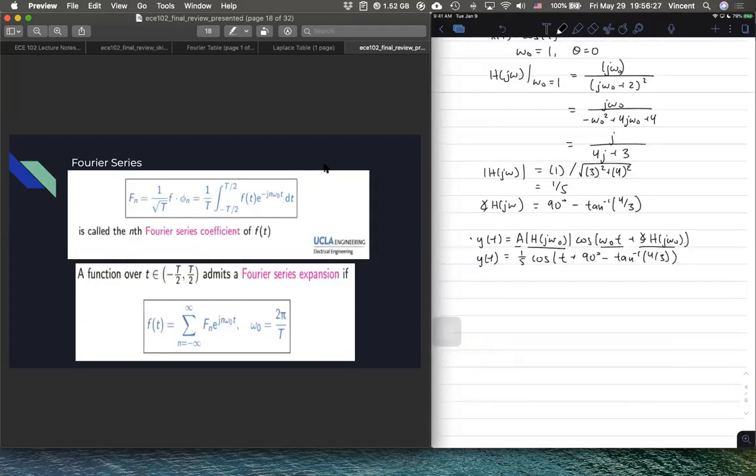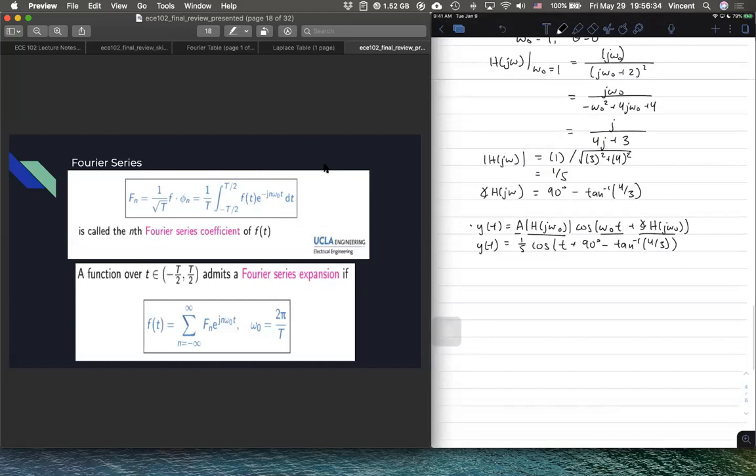Okay, so now I'm going to talk about the Fourier series. Basically, the Fourier series is a way of decomposing a periodic signal into its individual fundamental exponential terms. You see here on the bottom, it says f of t is the sum across all n of F of n times this exponential term.